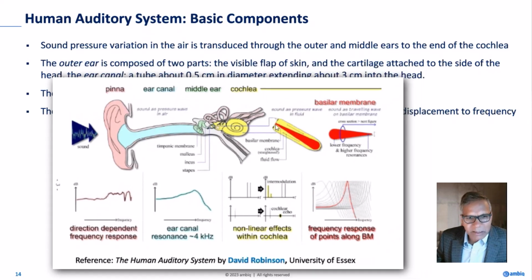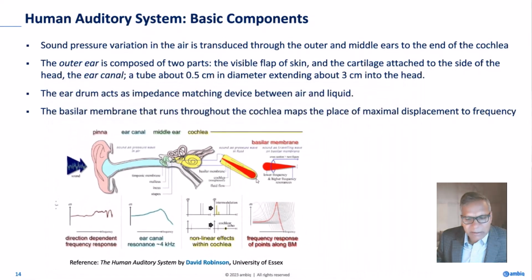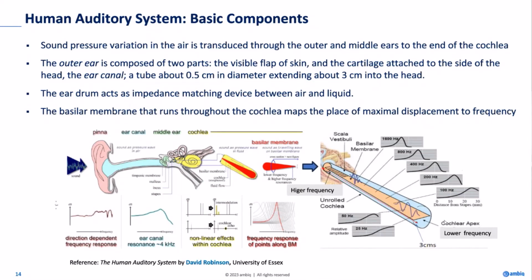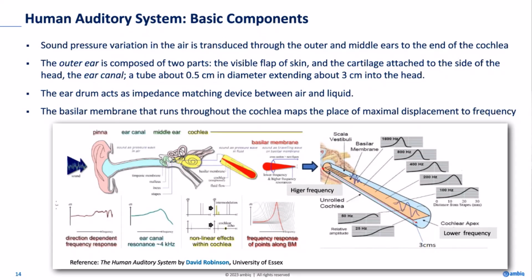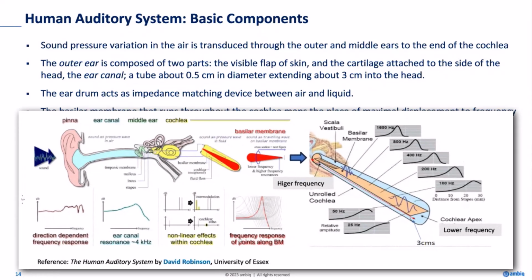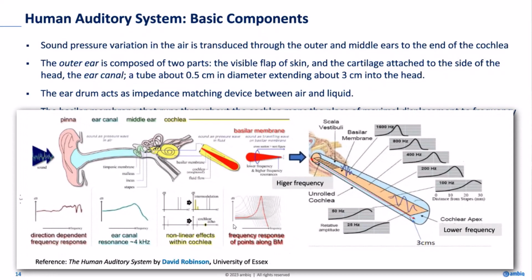Its base is sensitive to high frequency, and the apex to low frequency. If we stretch the cochlea, it's about 3 centimeters, and it has these hair cells, each sensitive to a particular frequency. In terms of signal processing, it acts like a spectrum analyzer, where each hair cell acts as a band pass filter. If we put these together, this basilar membrane's frequency response looks like this.